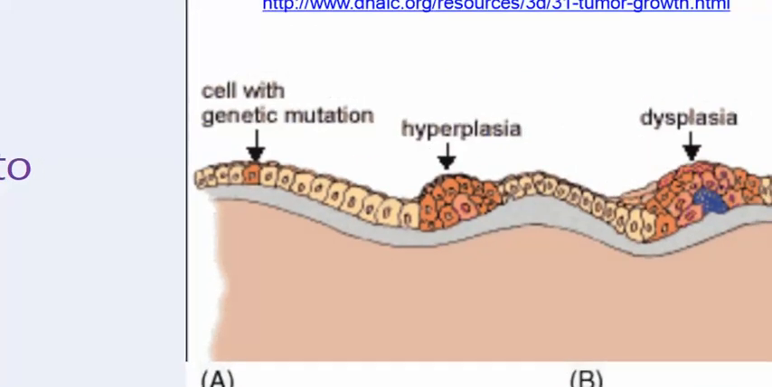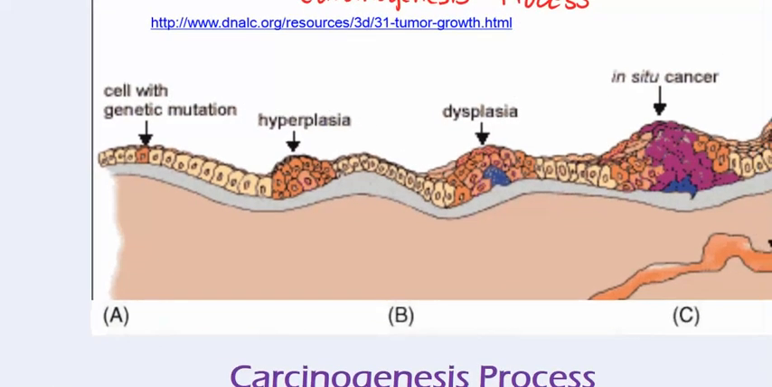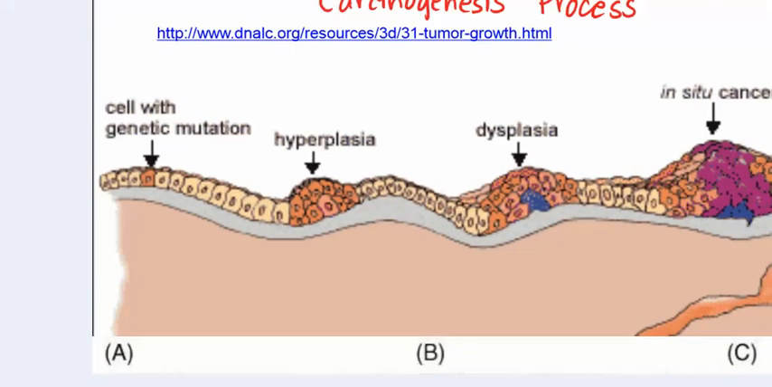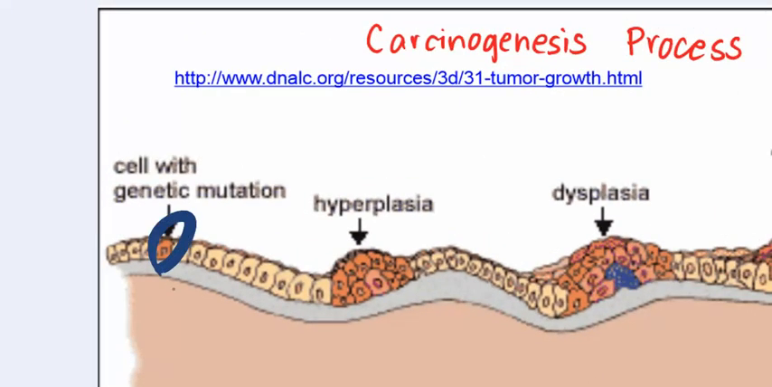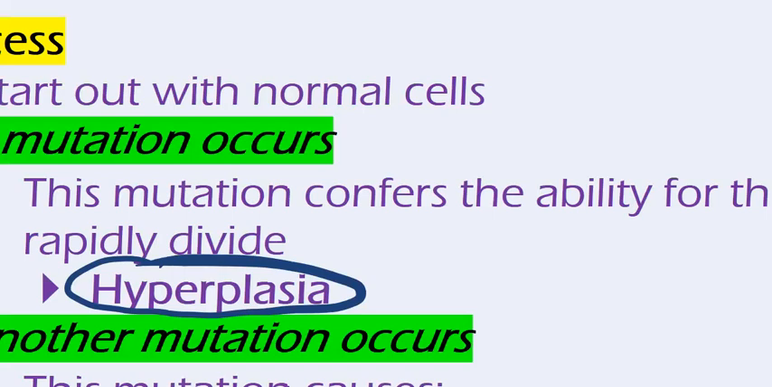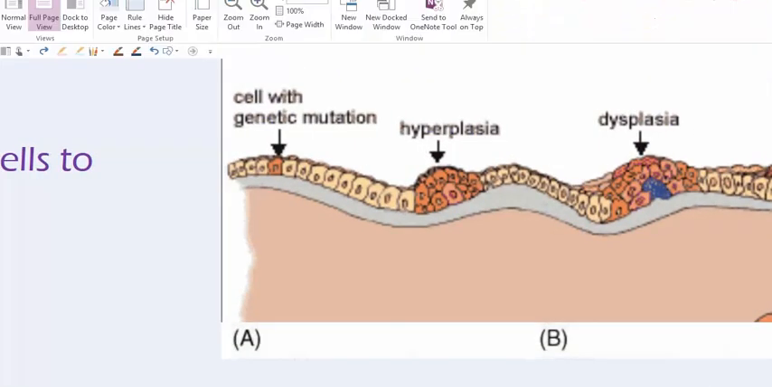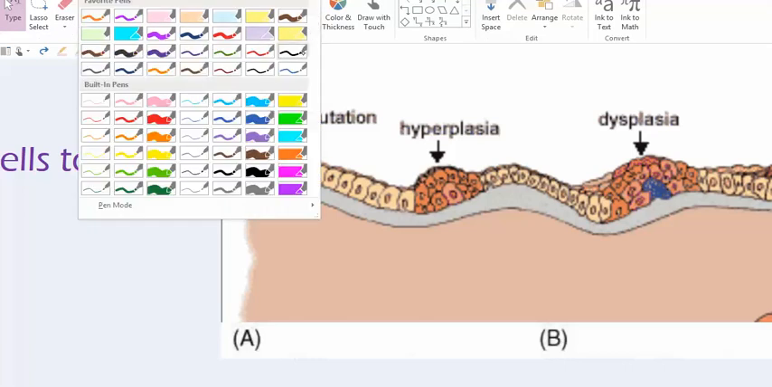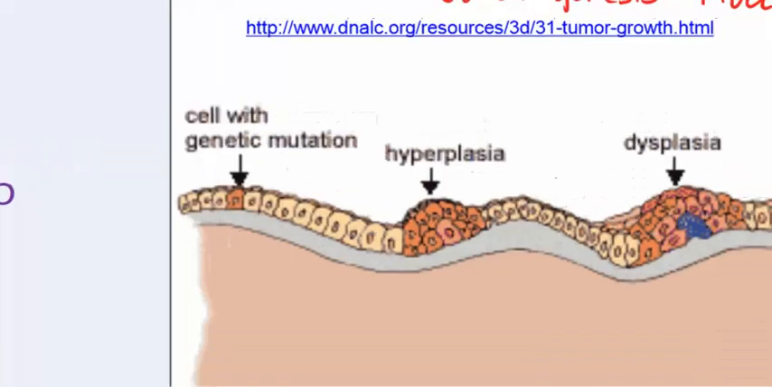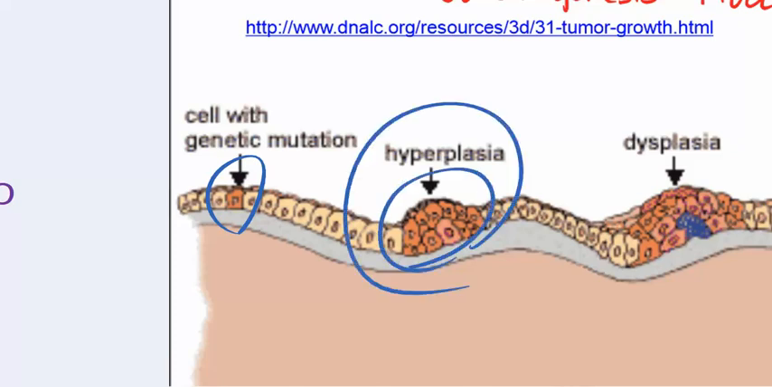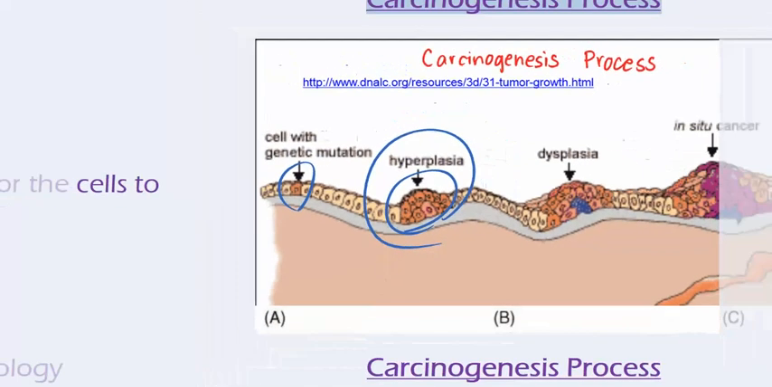Here, I'm not sure exactly where we're at, but you can see it's some kind of epithelium, and you can see the cell right there. Make this a little bit smaller. So here goes the cell. What's going to happen first? You get a mutation, which leads to abnormal division, but the cell is still like a normal body cell. So you get hyperplasia, with all these cells right here. That's the first thing that happens.